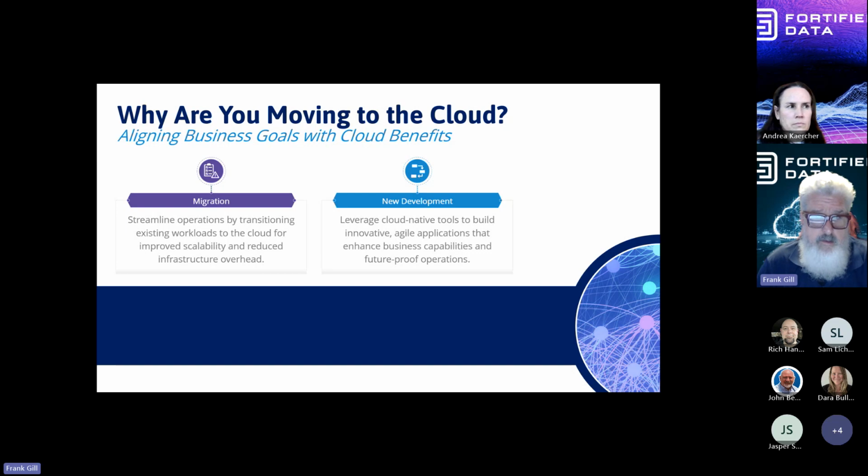So making that decision of why you're moving: are you migrating existing systems? Are you looking to develop new database solutions in the cloud? Those are things that you want to figure out before you make the move and when you start planning that move into the cloud.